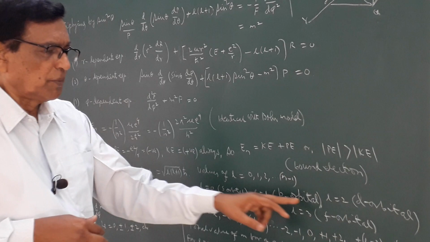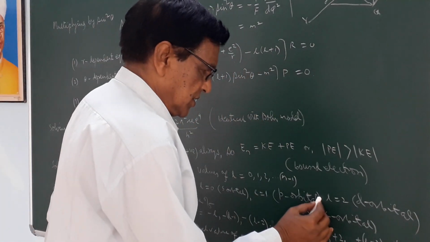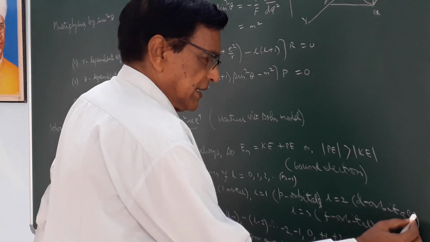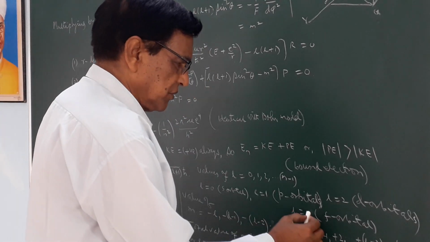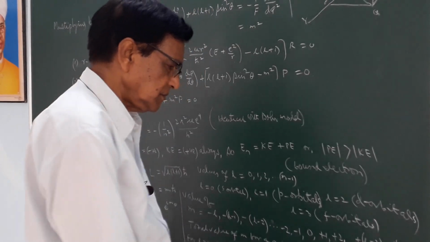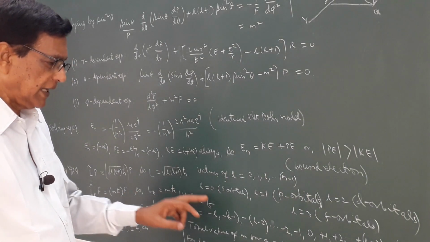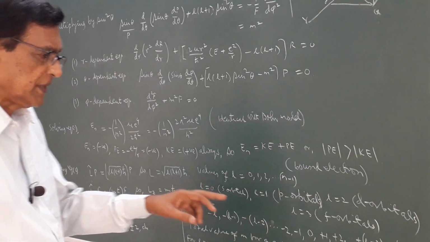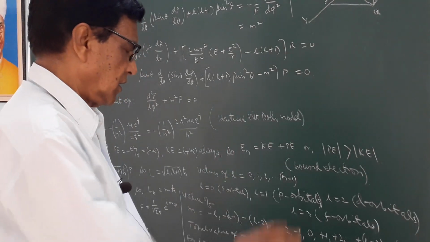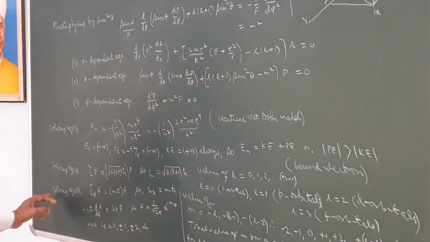l equal to 1, p orbitals. And l equal to 2, d orbitals. And l equal to 3, the f orbitals. So for the value of l, these orbitals, and lastly, solving the equation 3, we can get an expression for this phi.